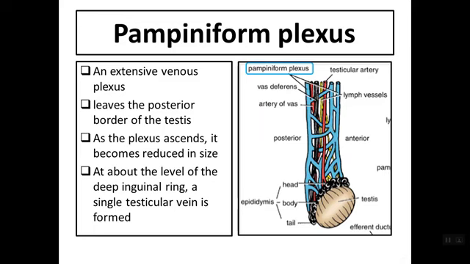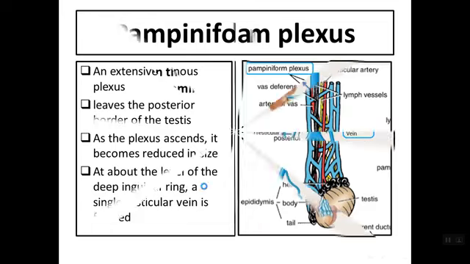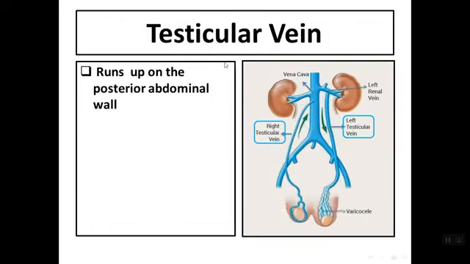We will have one vein at the level of the deep inguinal ring. We will see that these are the two testicular veins. After the plexus at the deep ring, it will ascend as a single vein, but here the drainage will be different.